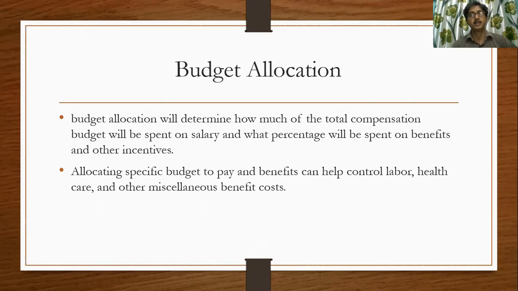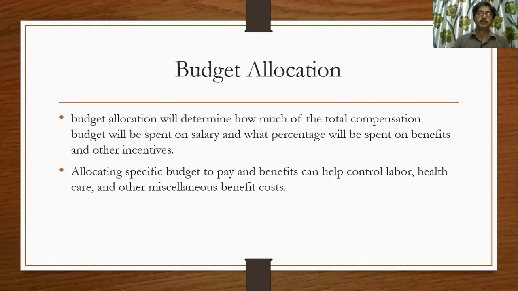Now here comes the importance. You must be having your organizational budget, provided you are actually designing the entire salary and wage in proper way. It will definitely give you the better competitive advantage in future. Similarly, allocating specific budget to pay and benefits can help control labor, healthcare, and other miscellaneous benefit costs. So obviously everything is coming under the limit, the purview.